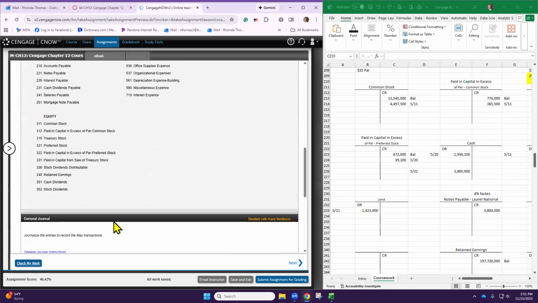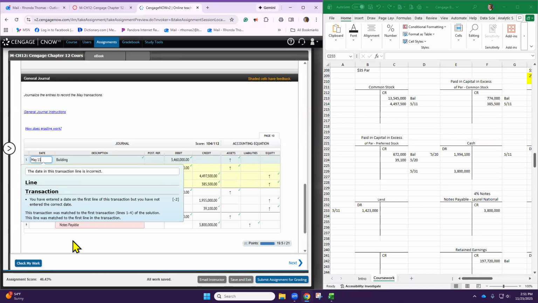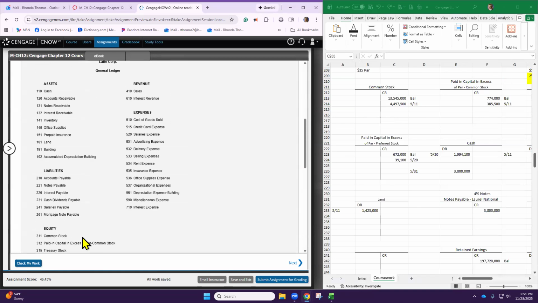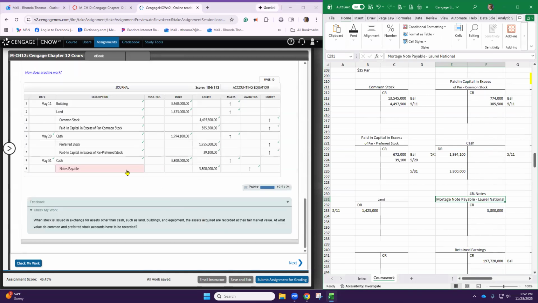Okay, not May 5th. No, May 11th. My fault. May 11th. Sorry about that. Okay, let me go back and look. Oh, mortgage note payable. Sorry about that. Okay, mortgage note payable. All right, so my brain was thinking that too. So we make this a little bigger. Okay, so once we get that fixed, I think we're okay.